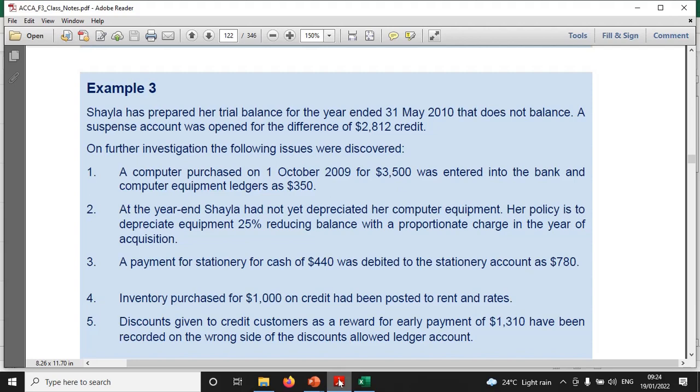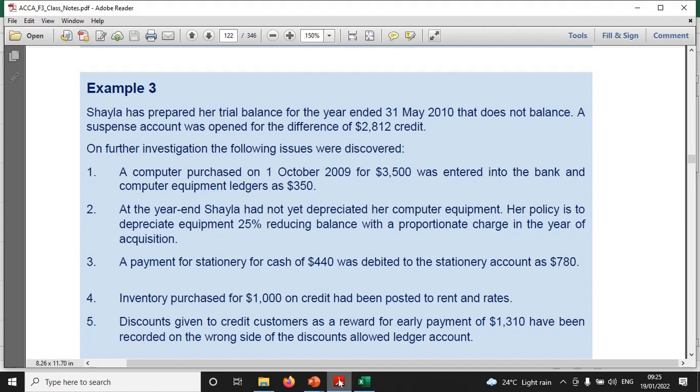Yes. 3,500 was entered into the bank and computer equipment was 350. What type of error is that? Error of original entry, because the amount is the one that is wrong there. Can you see that? We understated the amount to enter there. So what's the difference between 350 and 3,500? Come again? 3150. Now understand this.